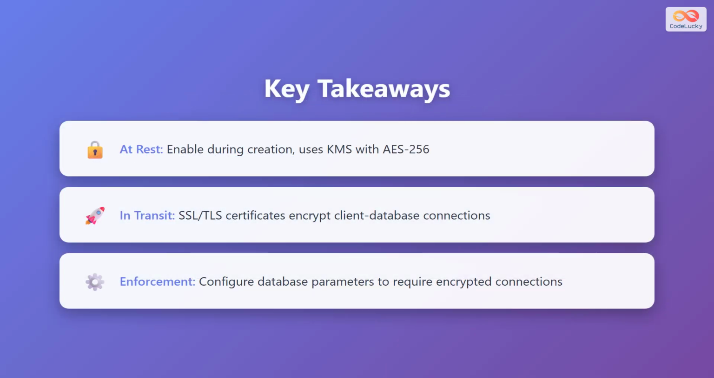Let's summarize the key concepts of RDS encryption. For encryption at rest, remember that it must be enabled during database creation and uses KMS with AES 256 encryption. For encryption in transit, SSL or TLS certificates encrypt the connection between clients and the database. Finally, you can enforce encryption by configuring specific database parameters that require all connections to use encrypted protocols. Together, these mechanisms provide comprehensive protection for your database infrastructure.